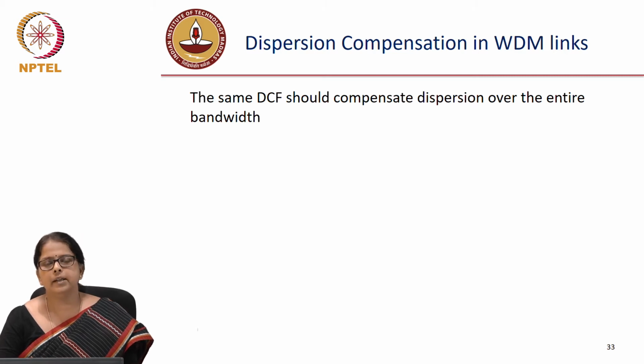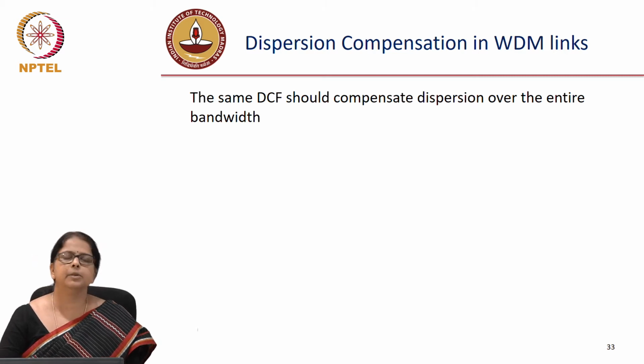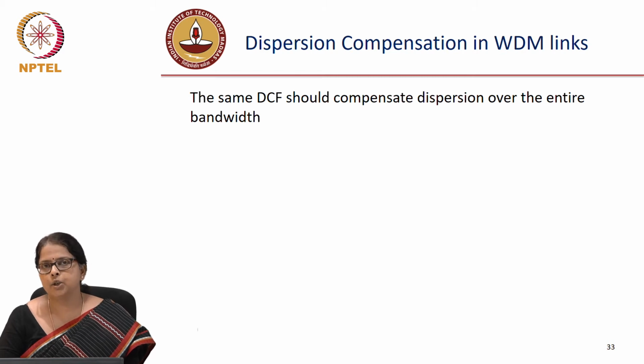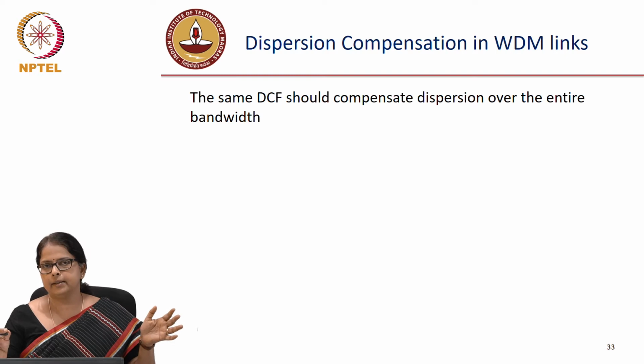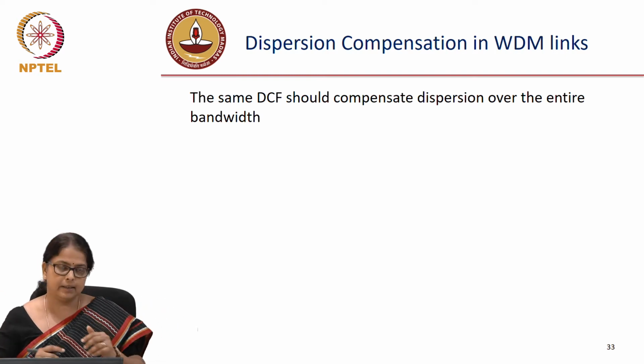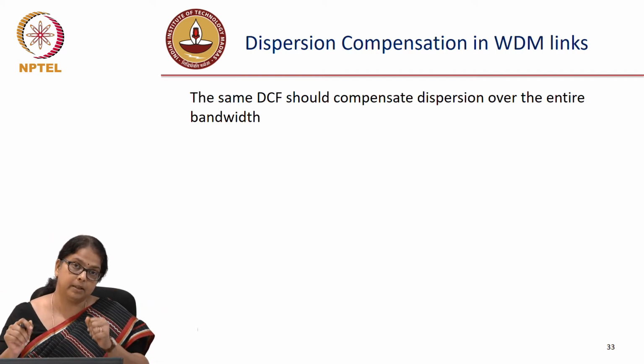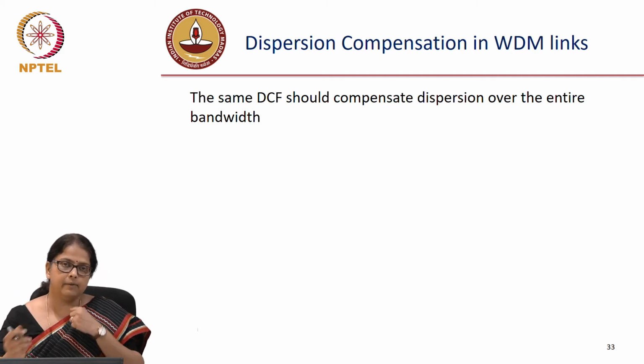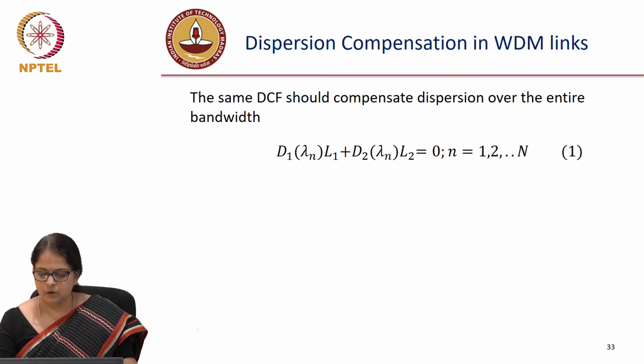So, if you're designing the dispersion compensating fiber, the DCF should actually compensate for the entire span of wavelengths. It is the same DCF which should compensate for the entire span. You can't keep putting one DCF after the other when different wavelengths are being used in the system. So how do you do that?